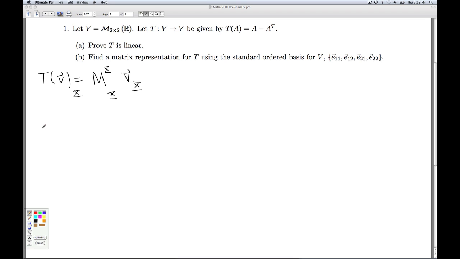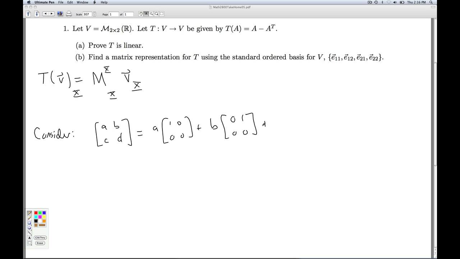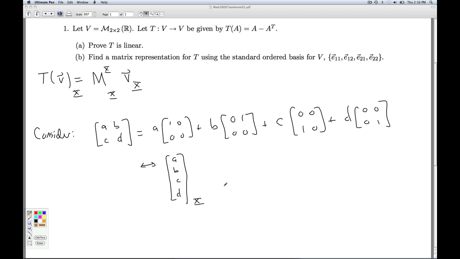So if I take a generic vector v in here, once again, it's a generic 2 by 2 matrix. So let's consider a generic 2 by 2 matrix. Then if I write that as a linear combination of these basis vectors, I have a times the first one plus b times the second one plus c times the third one plus d times the fourth one. And so if I write this in x coordinates, I get that.